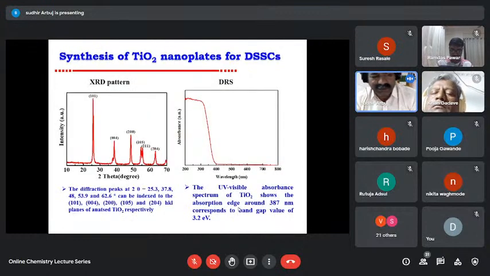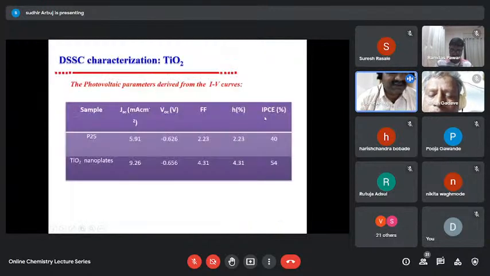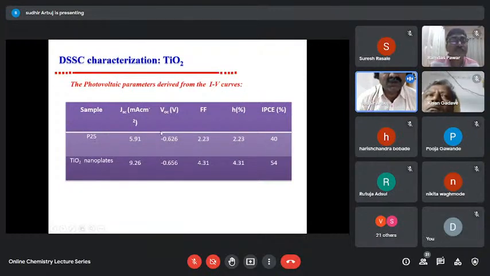So here what we prepared is TiO2 material using the hydrothermal method, and this is the SEM and TEM images. A nice plate-like structure is formed with a length of 5 to 10 nanometers, and this is the solar cell we fabricated. So what we observe here, this is the standard sample, Degussa P25. Here we observe the standard sample efficiency is around 2.23, and this IPCE is 40%. So the TiO2 we prepared, its efficiency is almost 4.31, almost double that of the commercial Degussa TiO2 material.